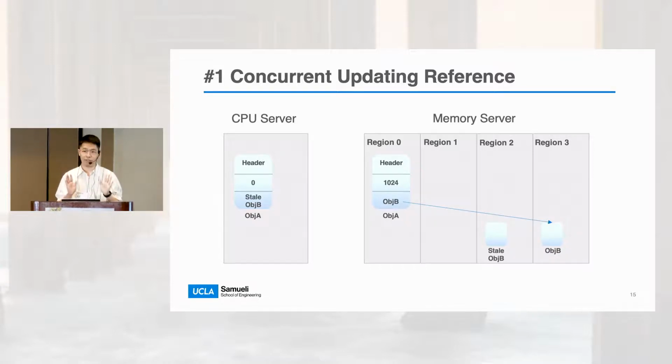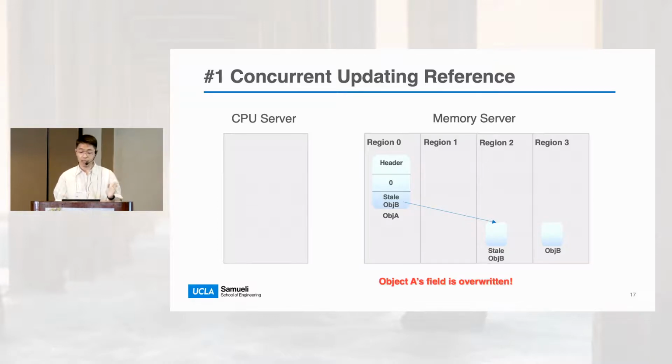Until now, everything is fine. But after a certain amount of time, the local memory on the CPU server would be full. Then it needs to swap out some data. And it would be possible for the kernel in the CPU server to choose to swap out the page containing object A. Then we can see the updated field of object A is overwritten to the old value. And this clearly causes a correctness problem.